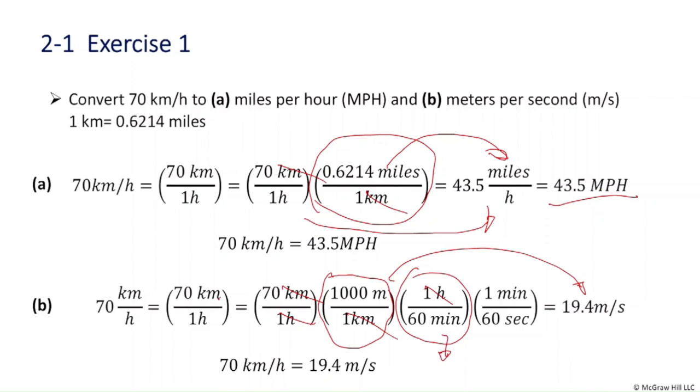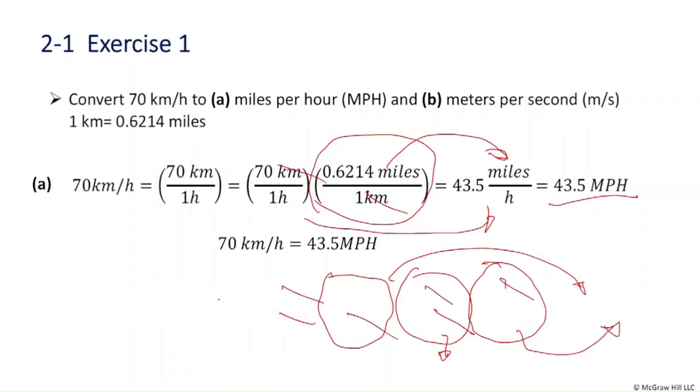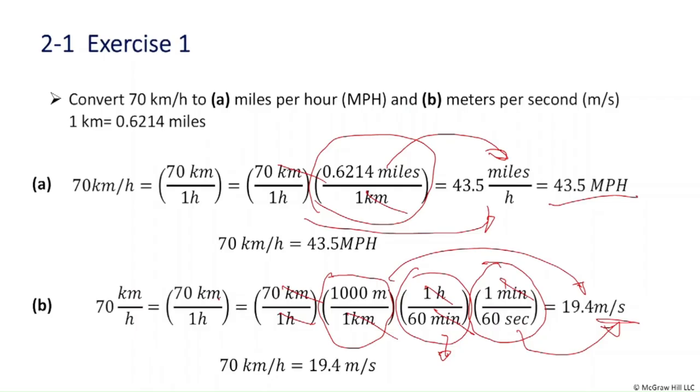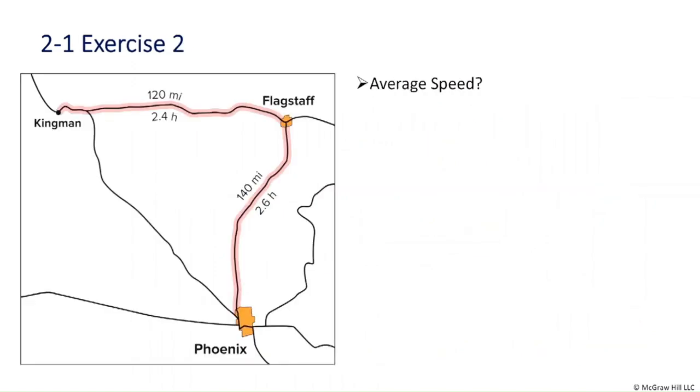Now again we have to change the unit minute into second. And we know that 1 minute is 60 seconds. So you can use it as a fraction so that the minute unit will cancel out and you will get the unit in seconds. So in the final answer, the final unit is meters per second. Therefore, the final answer is 70 kilometers per hour is equal to 19.4 meters per second, right?